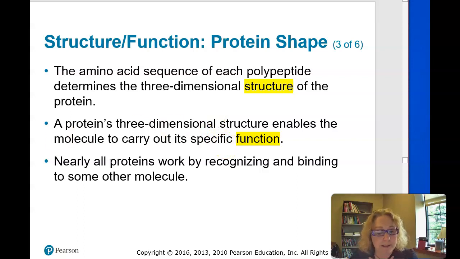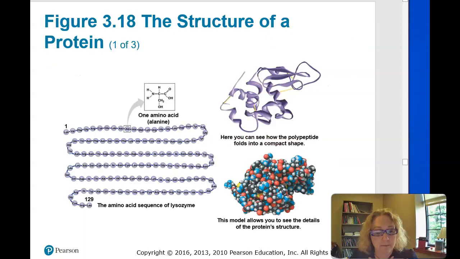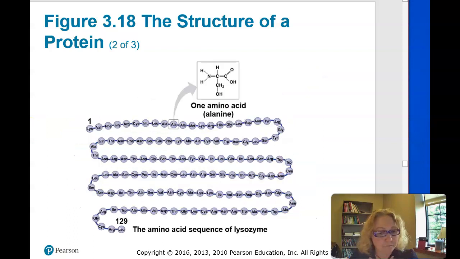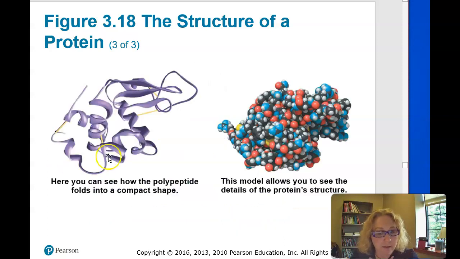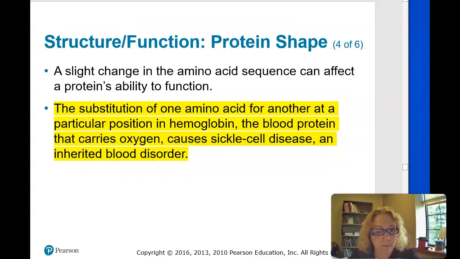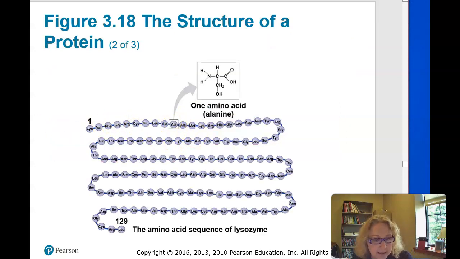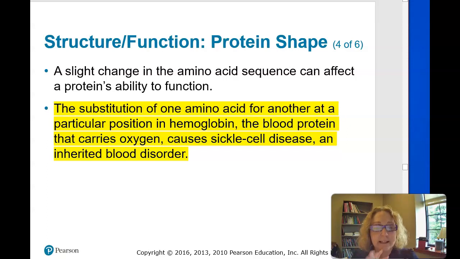Nearly all proteins work by recognizing and binding to some other molecule. So here you have your primary structure, and you're going to see how all of these actually create bonds that will allow you to see its later structure. So one amino acid, let's say this is alanine, is your structure. And that alanine very specifically bonds to something else that creates a structure. A slight change in the amino acid. So if we go back here and change this alanine to something else, a slight change in the amino acid sequence affects a protein's ability completely to function because it will not fold right.